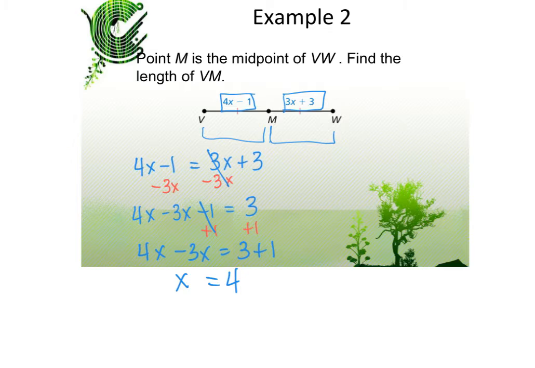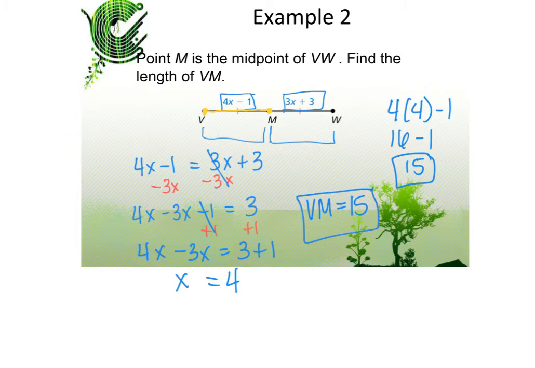So if we know x is 4, it's asking us to find the length of V to M, okay? So in order to find that, we need to now plug in x equals 4 into this portion of the equation. So 4 times 4 minus 1, which will give us 16 minus 1, which is 15. So we can say that VM equals 15. All right?